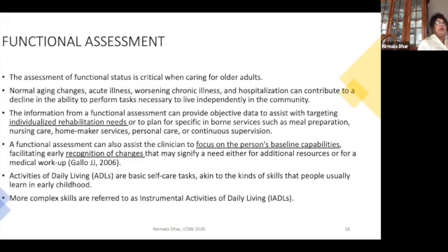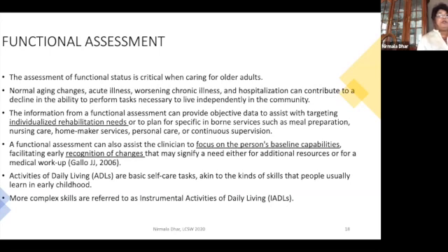Next slide. I want to talk about, we've been talking about functional assessment, function rather than disease states. In this kind of assessment, we really look at function, which is critical. Normal aging changes, acute illness, worsening chronic illnesses, and hospitalizations can all contribute to decline in the ability to perform tasks necessary to live independently in the community. And the fastest growing segment of older adults in Oregon and in the United States is 75 plus and 85 plus. So think about that.